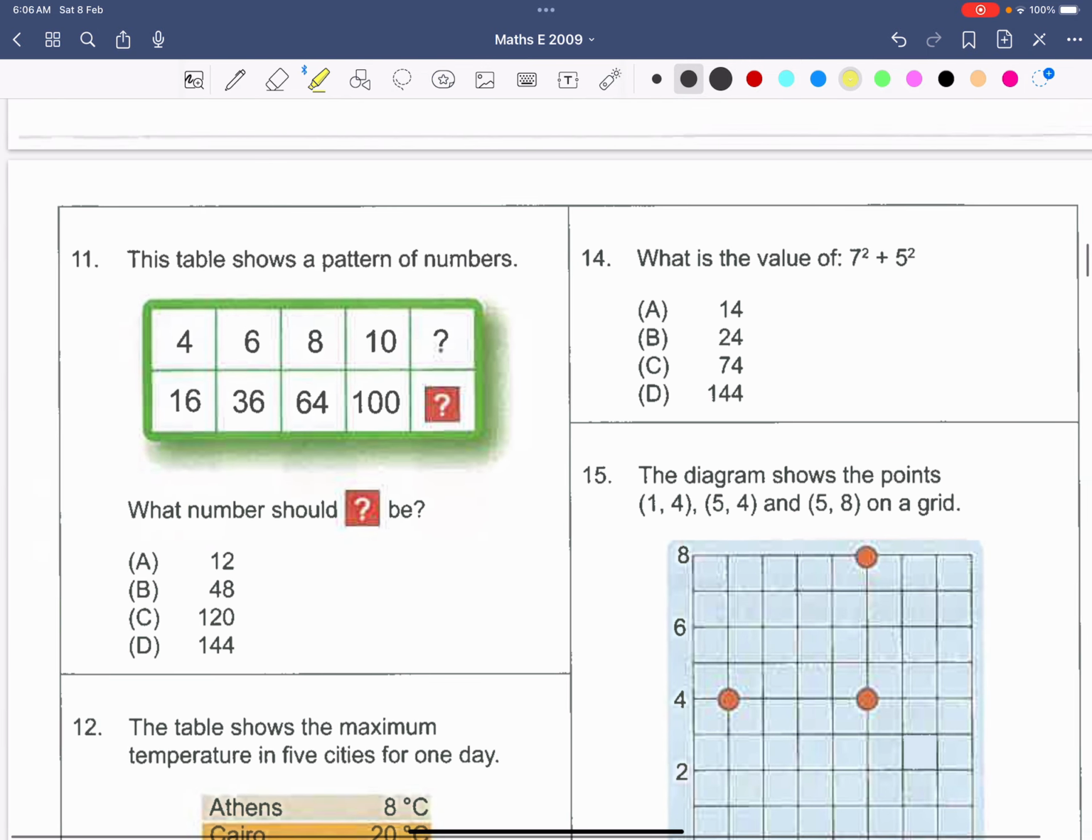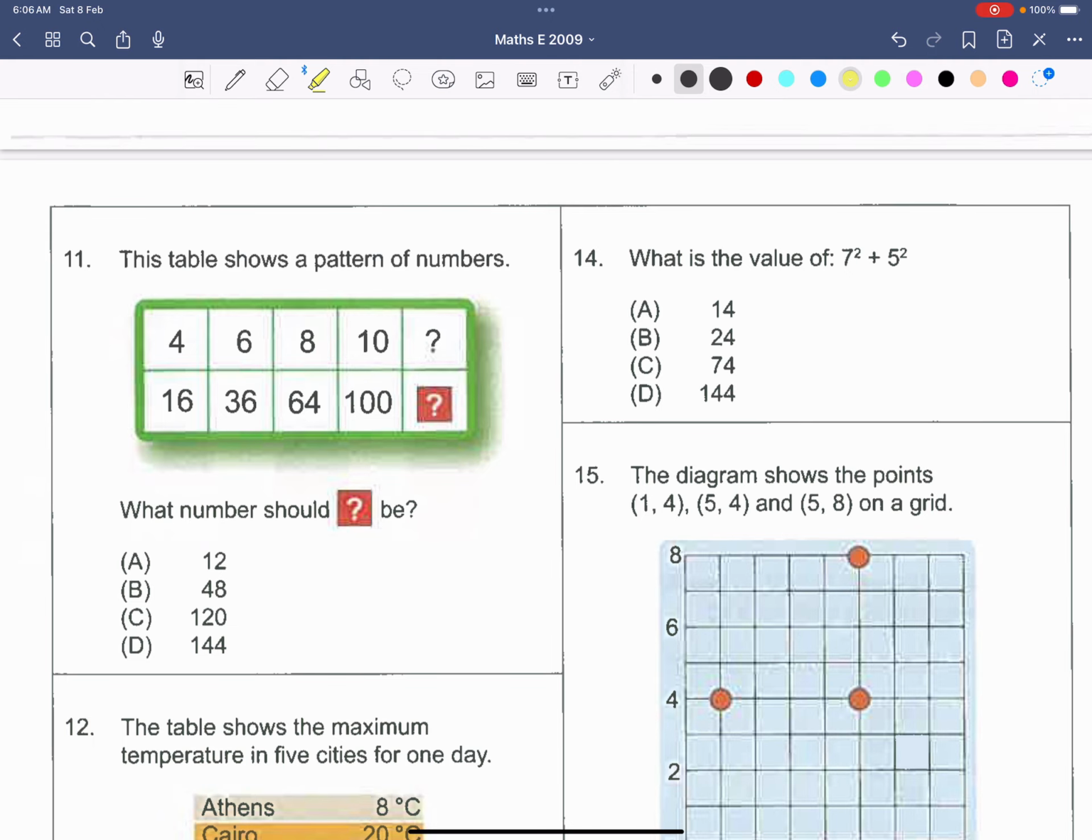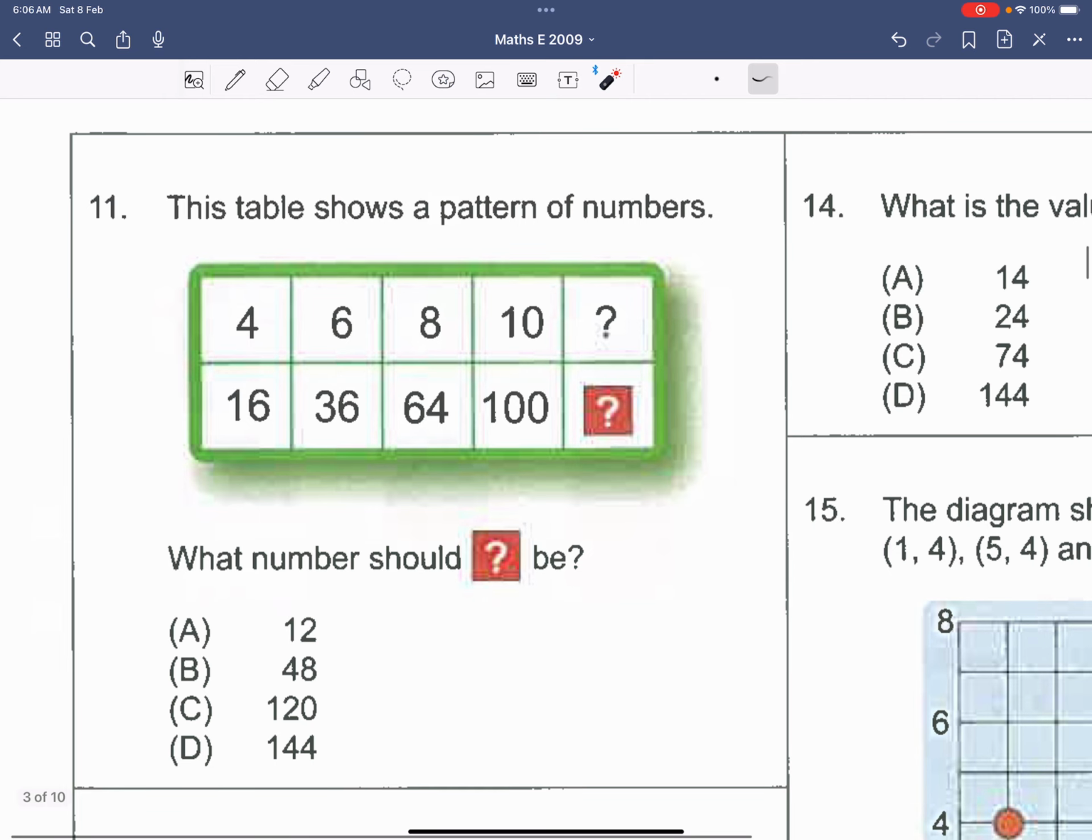Question 11. This table shows a pattern of numbers. What should the question mark be? All right, so how do you get from 4 to 16? Someone might think that 4 plus 12 gives you 16, 6 plus 30 gives you 36, 8 plus 56 gives you 64. There's no pattern here in the plussing of things. So it's not a plus something that's the pattern.